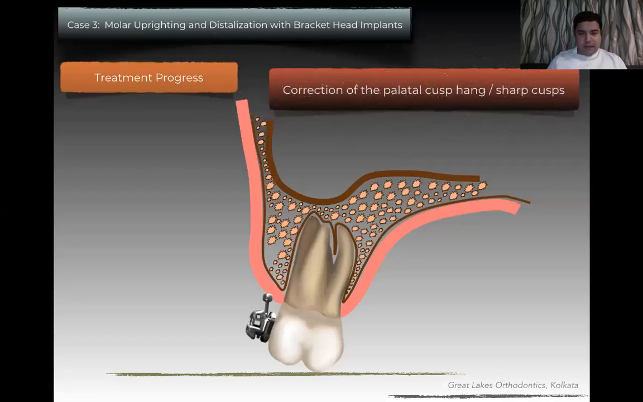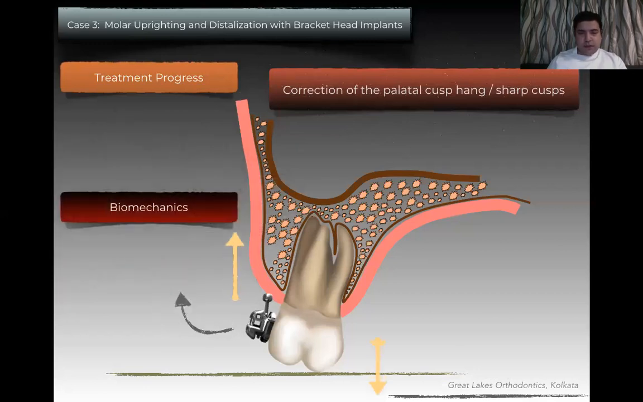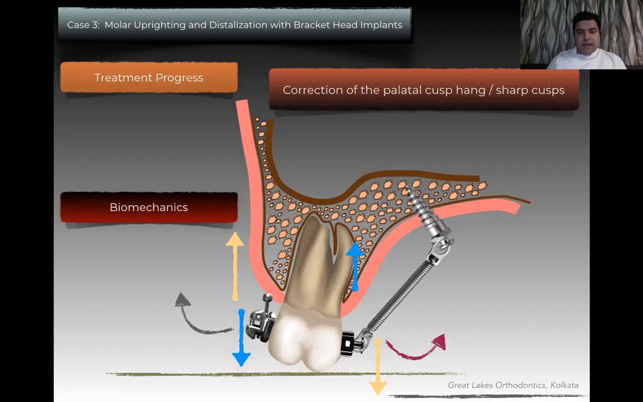When there is a palatal cusp hang, the biomechanics that is simplest to follow is that you can use a torque in the wire, but this is one of the simplest ways to use it. Whenever there is an intrusive force on the buccal side, there is a clockwise moment that generates, and the palatal cusp tends to hang down. Now we can place a TAD in the palatal aspect, place an attachment, and just put a force so that you get a counterclockwise moment now, and your palatal cusp intrudes, and the buccal cusp comes down. That's the easiest way that you can correct this. Otherwise, you have to do a lot of wire bending or change wires in between the treatment.